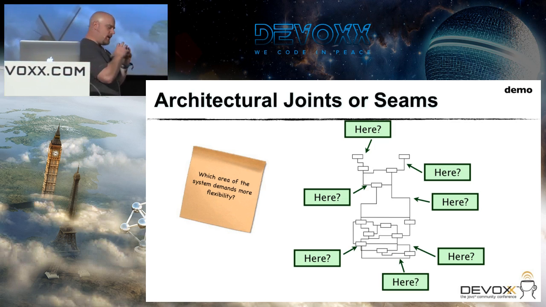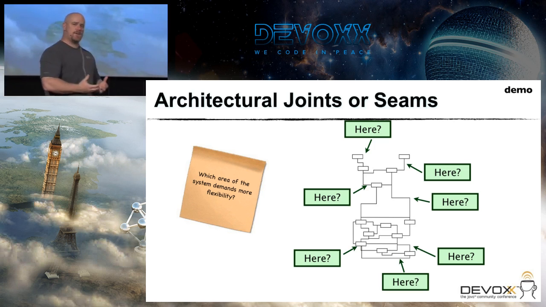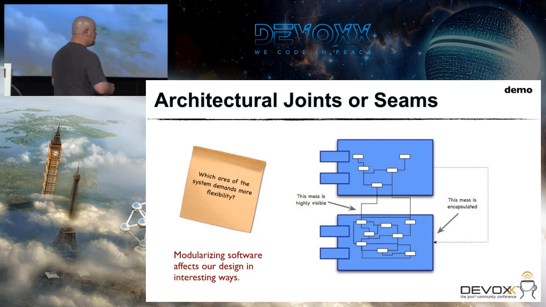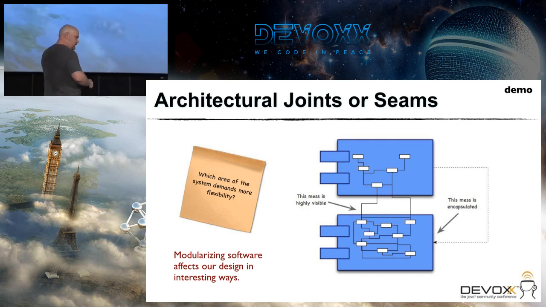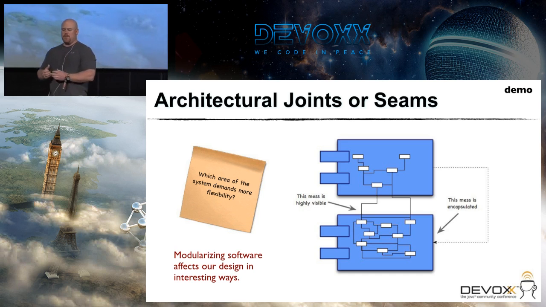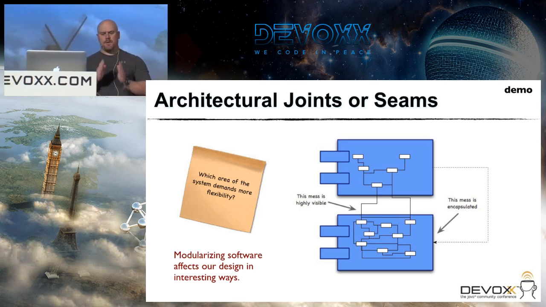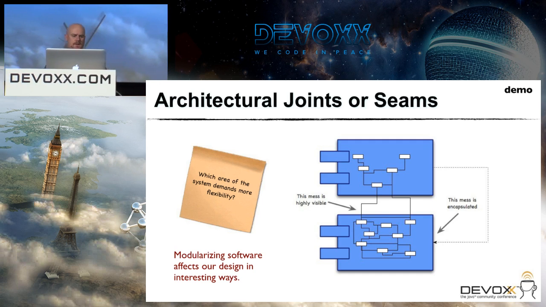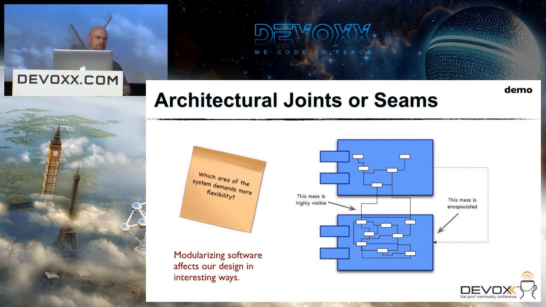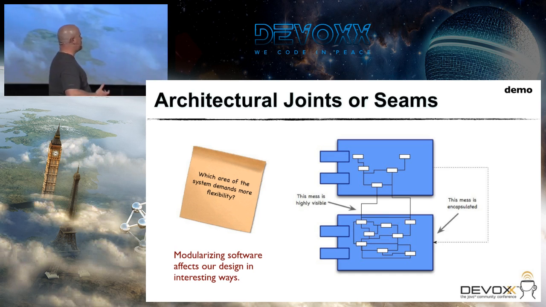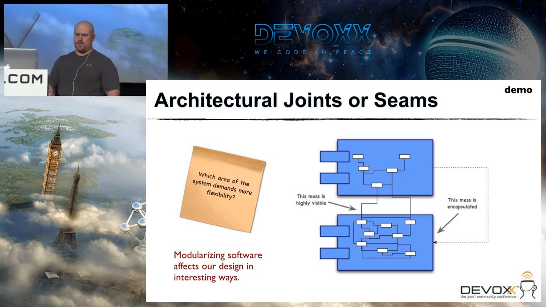Well, if I don't have a modular software system, it's relatively difficult for me to tell. But if I allocate this functionality to a set of modules, it becomes more apparent that where I really need to focus my design energy, my architectural energy, is on the architectural joints or the seams in my system. It is the relationships that span the modules.